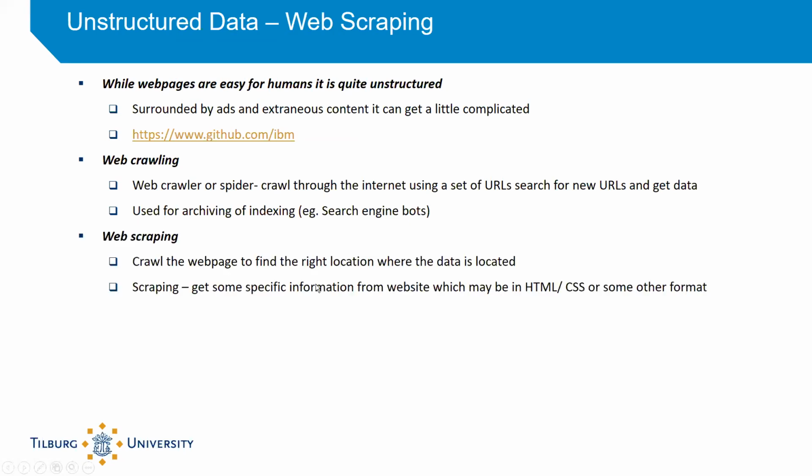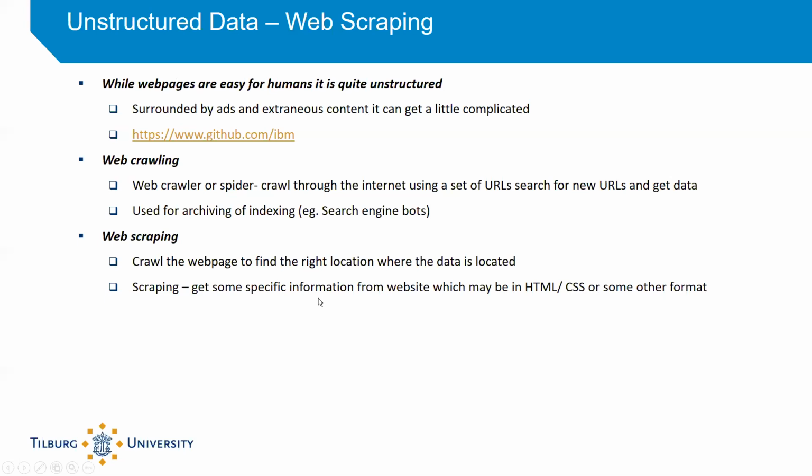One is crawling. Crawling is the process of going through the website from one URL, skipping from one URL to another to locate the specific information that you need. It's mainly used for archiving and indexing, and the most famous crawlers are the search engine bots. The Googlebot, for example, is the biggest web crawler that exists. It is constantly indexing websites so that search can be optimized.